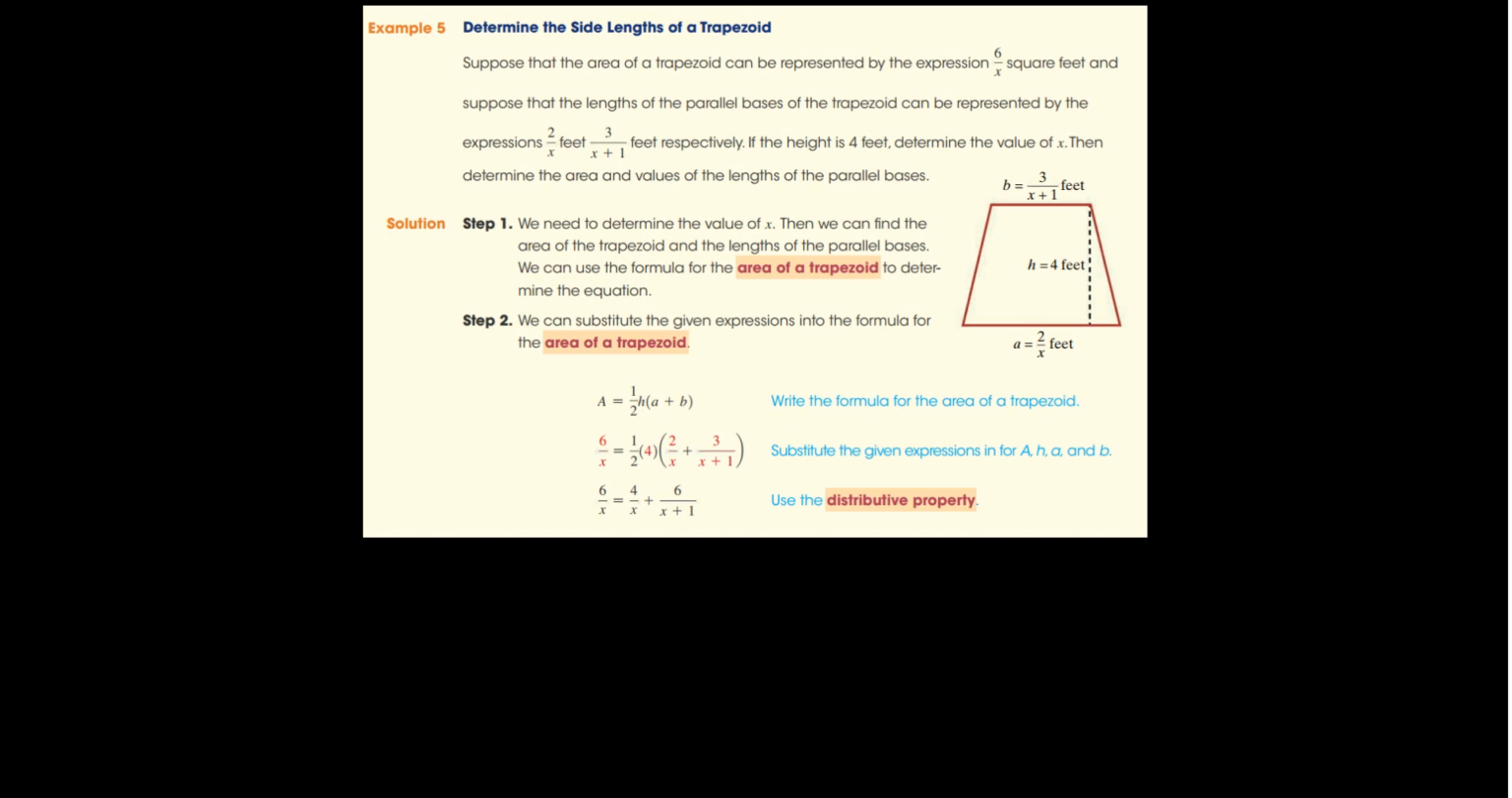But let's go ahead and read this and think our way through it. I'm pretty sure example 6 is where I started actually doing problems. So again, I'm not being lazy here, just trying to be quick because there is a lot of stuff I need to go over. So example 5, determine the side lengths of a trapezoid.